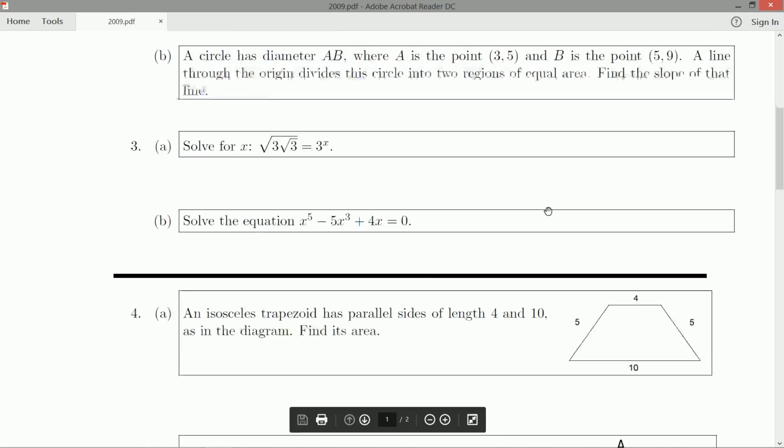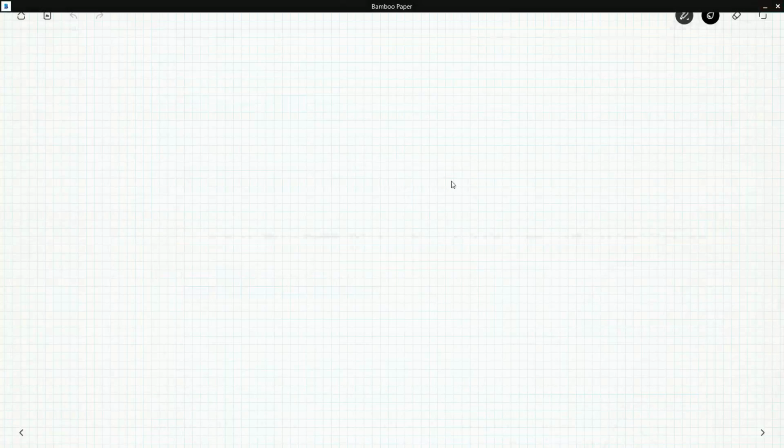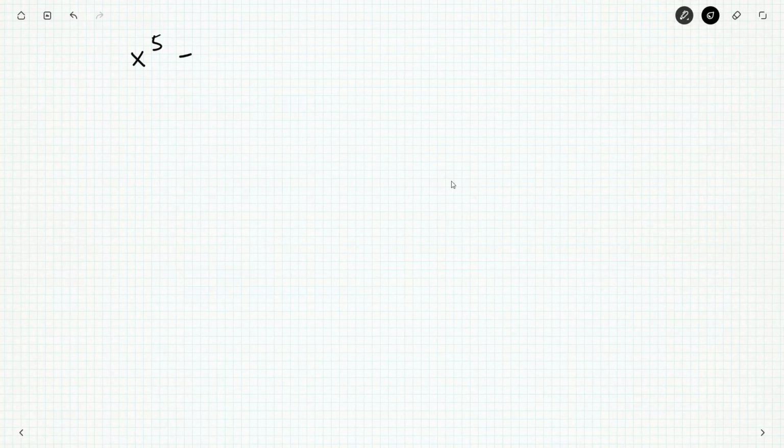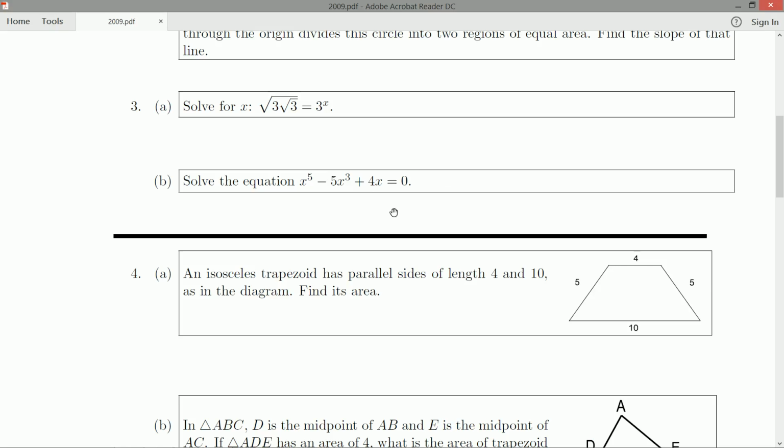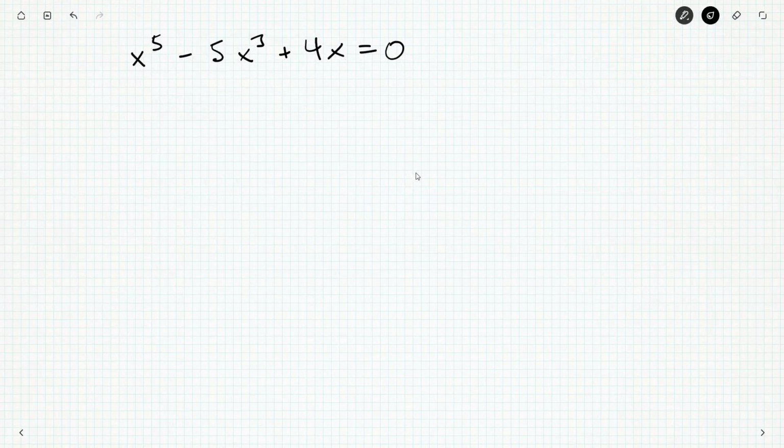So that's 3a. Let's take a look at 3b. Solve the equation x to the 5 minus 5x cubed plus 4x equals 0. So we've got a 5th power of x here, and that makes this what we call a quintic equation. And unfortunately, there is no general quintic formula like there is a quadratic formula. So we're going to have to use our tricks to try and solve this question here. We want to try and find factors in order to get this smaller, maybe get this down to a quadratic that we can solve.